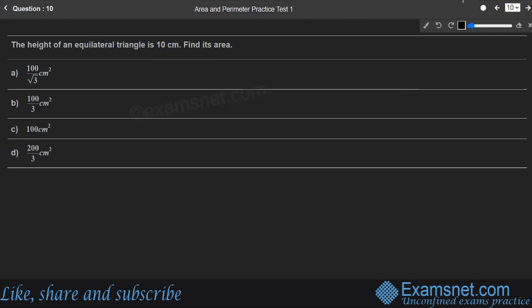Now, the height of an equilateral triangle is 10 centimeter. Find its area. There is an equilateral triangle. Okay, so let's draw it. This is the equilateral triangle.